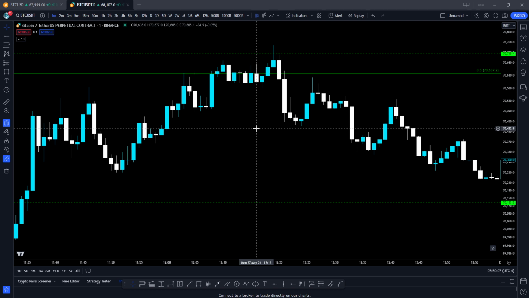And as you're anticipating it, you're going to look for the market structure shift. You're going to look for these particular patterns to play out. So starting off, I'm on the Bitcoin 1 minute chart.